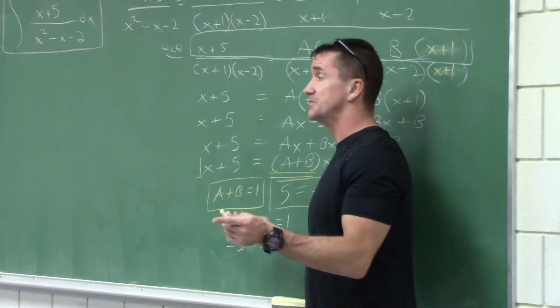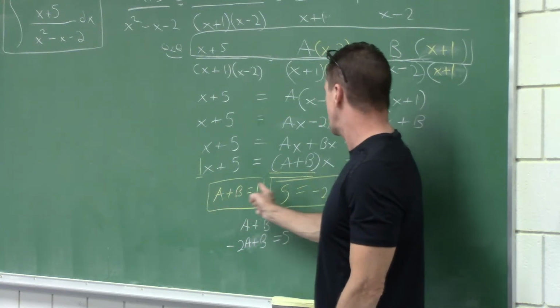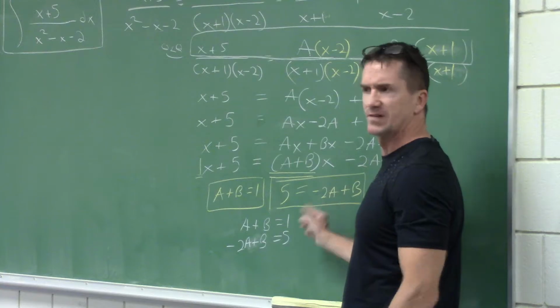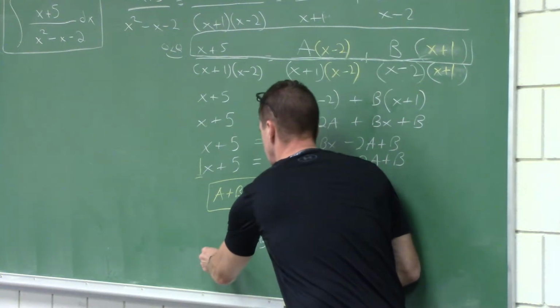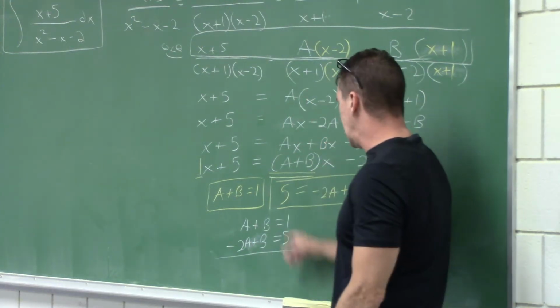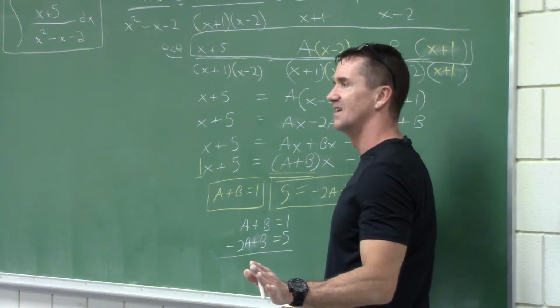Can you solve this by substitution? Absolutely. I could say a equals 1 minus b and substitute the 1 minus b into the other equation. That's totally fine. But if you've never seen the elimination method before, I can set these up like this. Unfortunately, when I add down, none of the letters cancel out. Anybody got any ideas? Multiply by a constant.